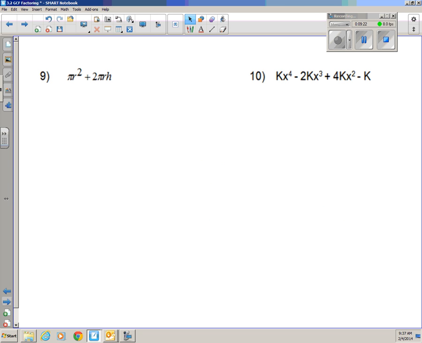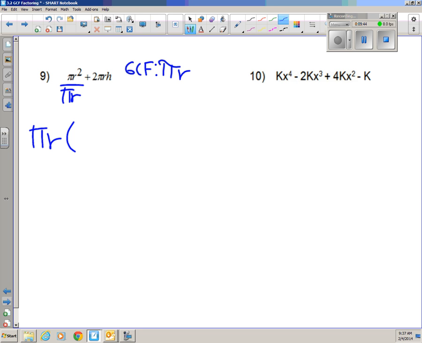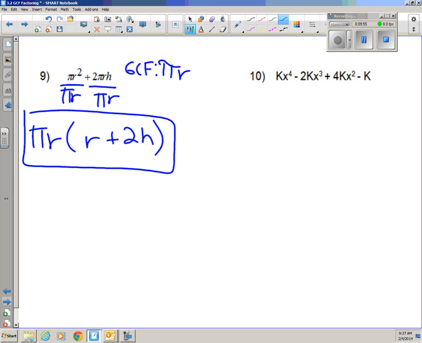Number 9. Pi r squared plus 2 pi r h. There is no number GCF, but there's a letter GCF and actually a symbol GCF. So pi is a part of both. It's a common factor. And r, but just r, not r squared because it's the smallest power. So pi r is the GCF. When I divide the first term by pi r, I'm left with just r. When I divide the second term by pi r, I'm just left with 2h. So pi r times the quantity r plus 2h, final answer.